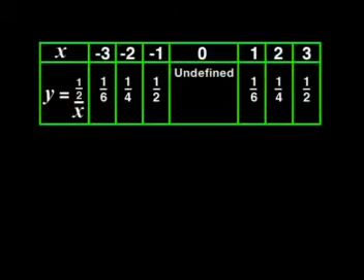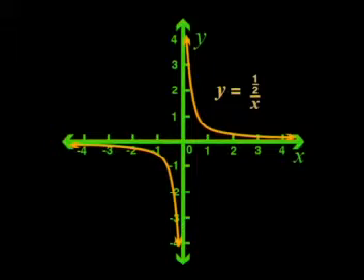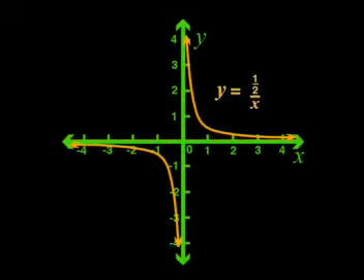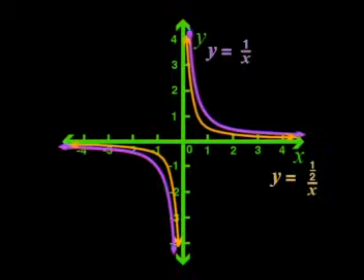Here is the table of x and y values for this graph. Plotting the points in the table would give me this graph. Now let's compare it with the parent graph. Here is the graph of y equal to a half divided by x compared to the graph of the parent graph. Is that what you thought it would look like?